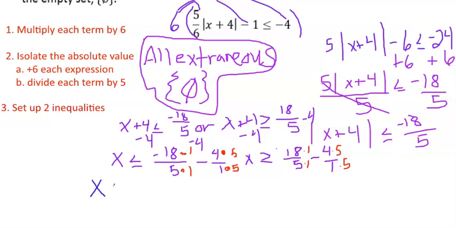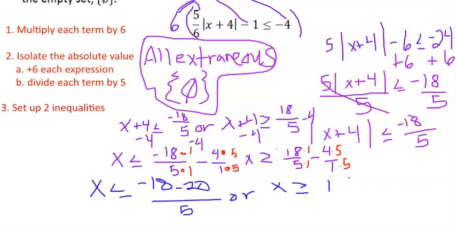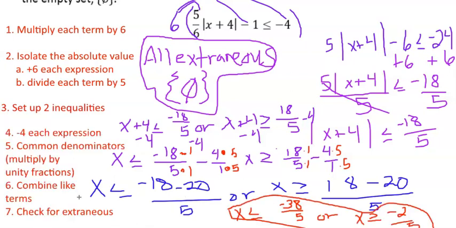So we have x is less than or equal to negative 18 minus 20 all over 5, or x is greater than or equal to 18 minus 20 all over 5. And then we would combine like terms in the numerators, so we simplify those. You get your extraneous solutions.